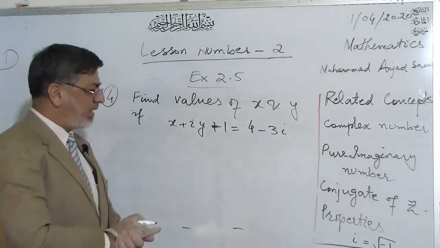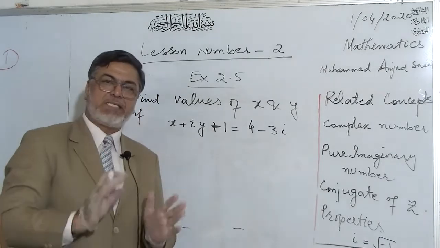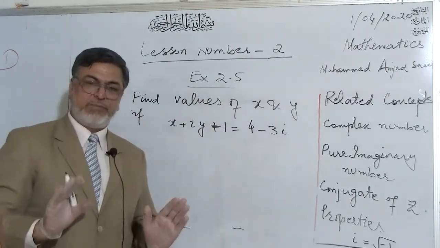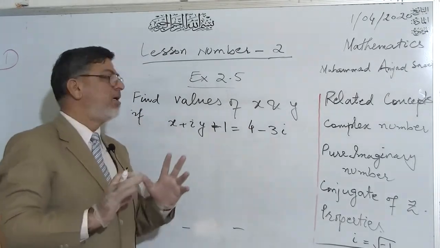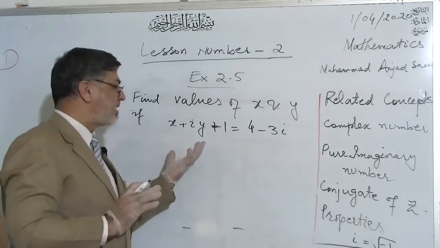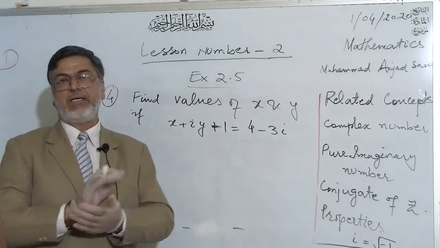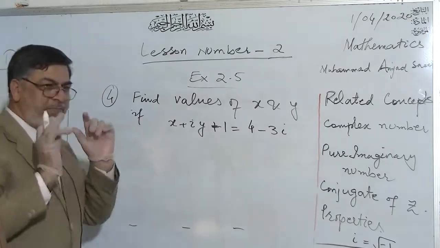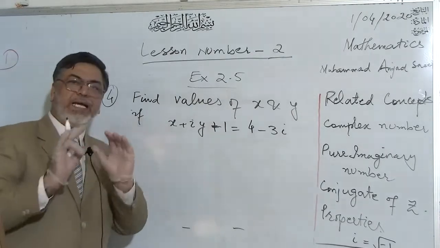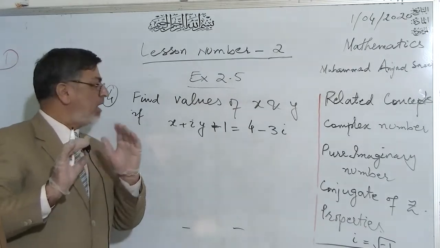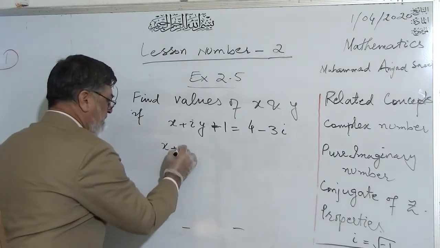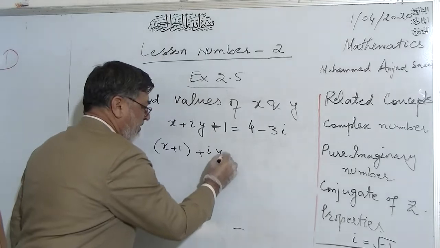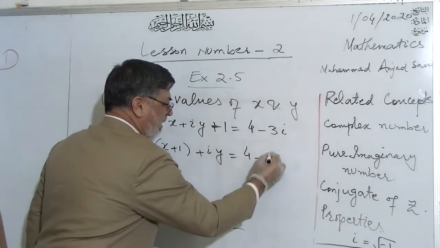I told you that in case of comparison of complex number, real is equal to real and imaginary is equal to imaginary. This is the basic idea for finding the values of the variables x and y in case of comparison of two complex numbers. Here, what are the real parts? Remember that those are real parts which do not involve iota. Here is x plus 1. Basically, this is the real part. And iota y is equal to 4 minus 3 iota.